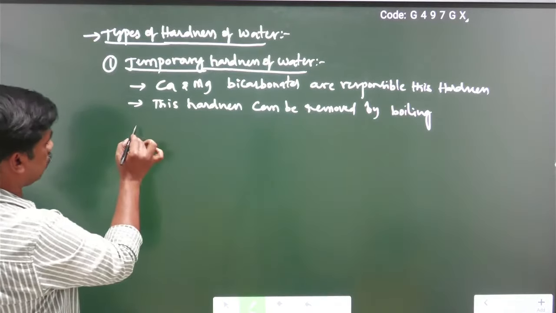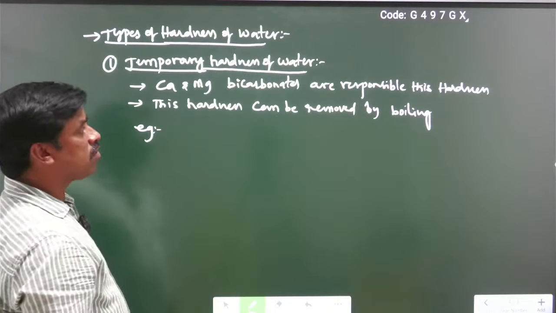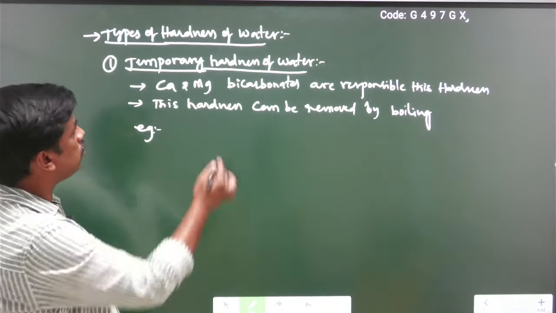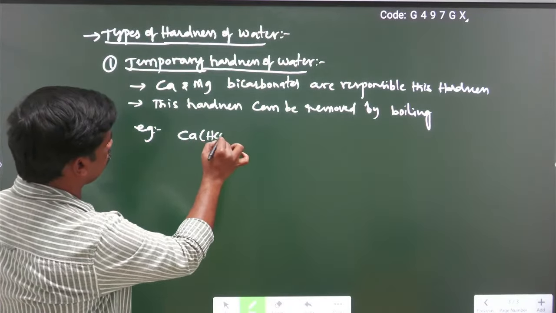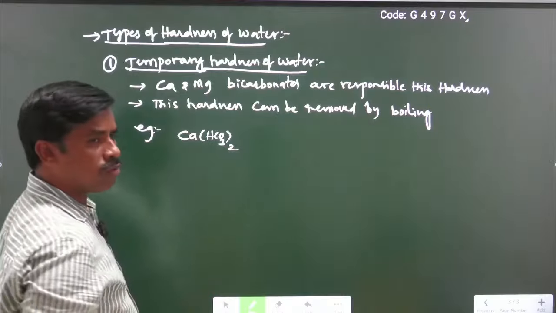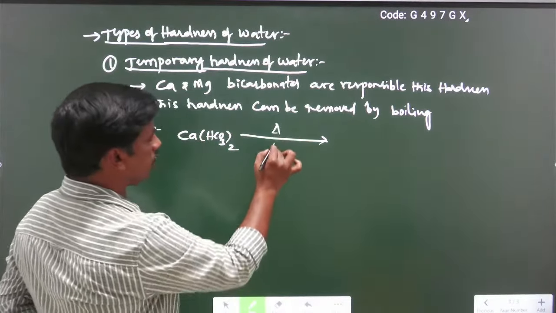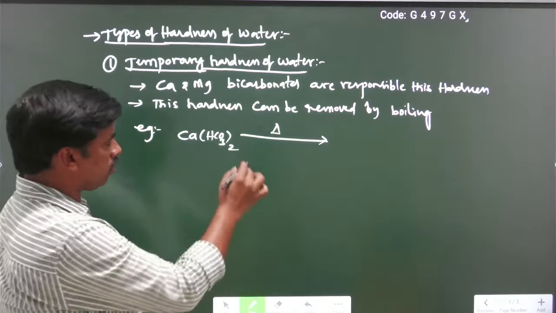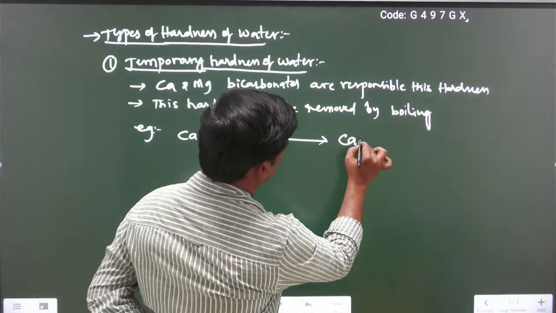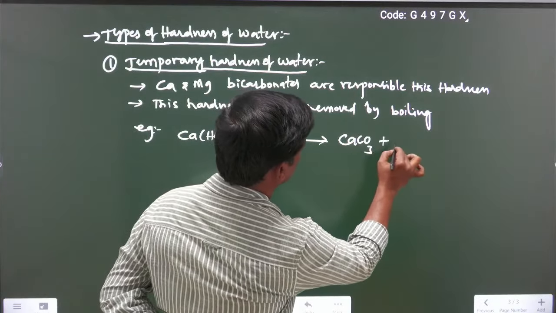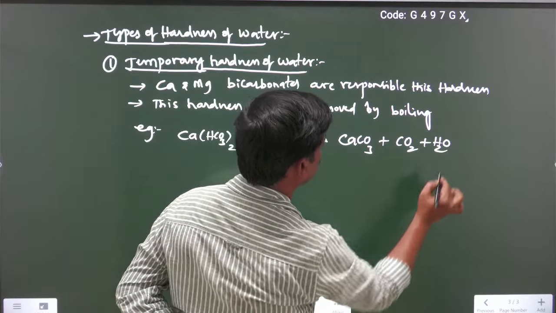Here you can see the reactions showing how the hardness is removed. Calcium bicarbonate and magnesium bicarbonate are examples of temporary hardness. First, I am writing the calcium bicarbonate reaction. Calcium bicarbonate on boiling, the delta symbol indicates boiling, converts into calcium carbonate plus CO2 plus H2O vapors.